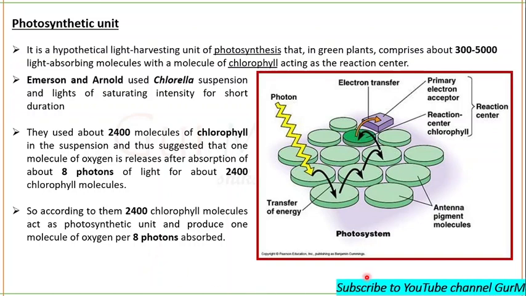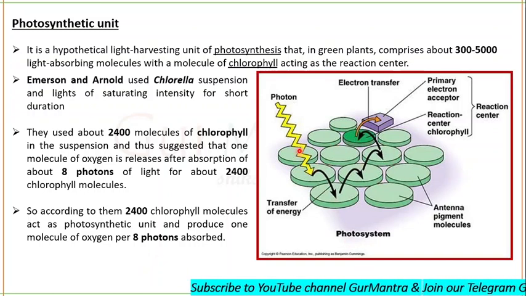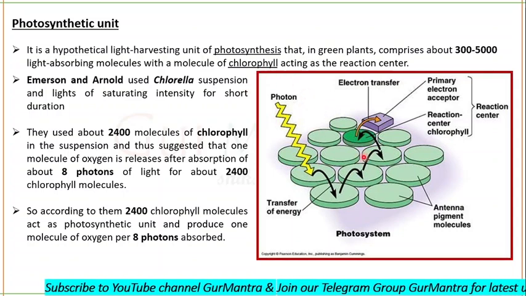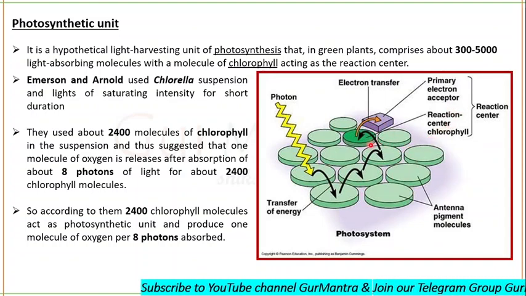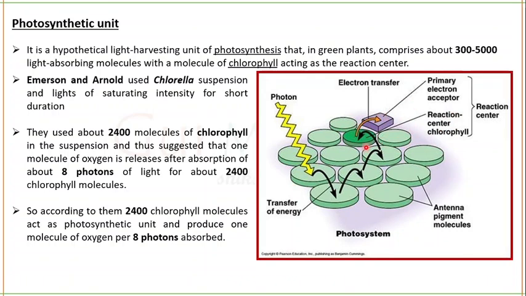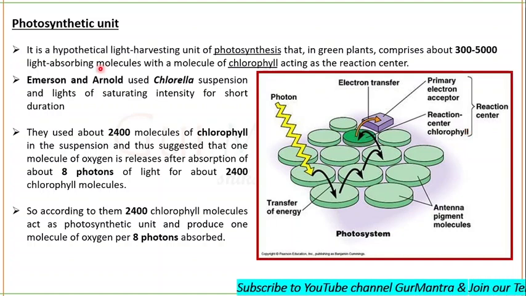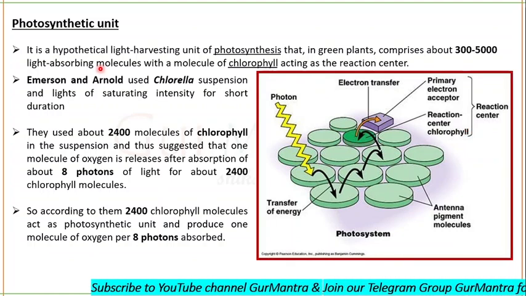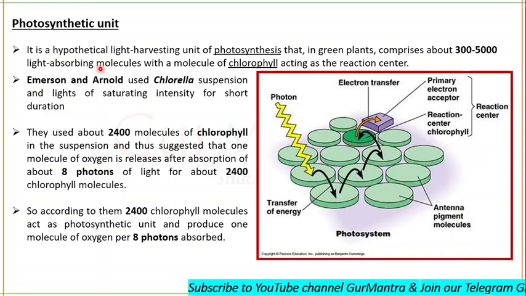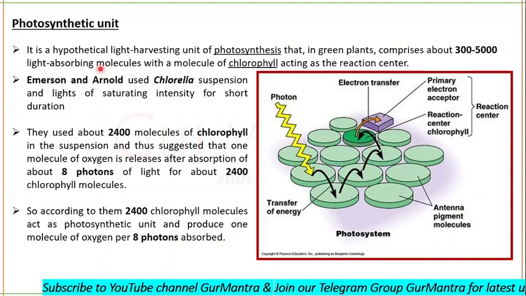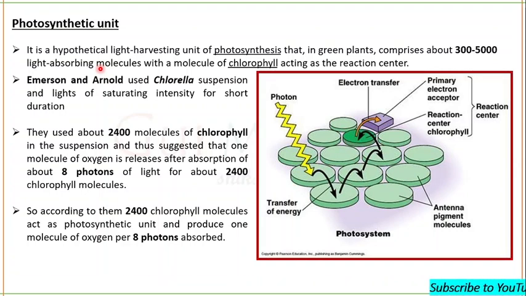So this is the photosystem. These are all the antenna molecules which will be absorbing the photons, and they will transfer this energy to the reaction center. The reaction center will have a chlorophyll which further will transfer this energy, mainly the electron, to some primary electron acceptor. So you understand what a photosynthetic unit is. A photosynthetic unit will have the molecules which will absorb the light, and the number of photons they are going to absorb will result in the release of an oxygen molecule.